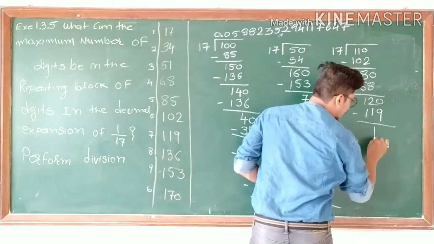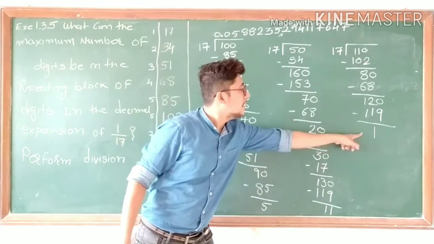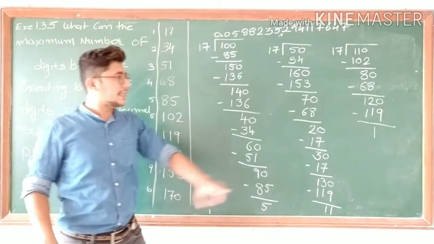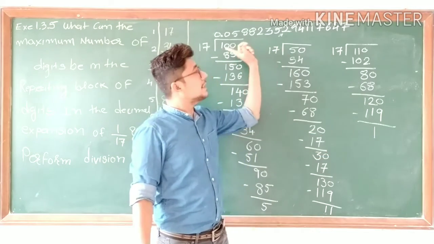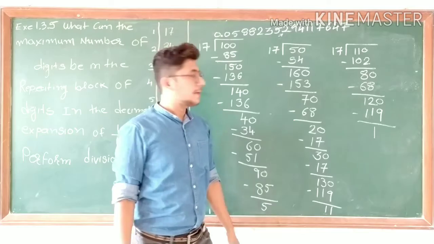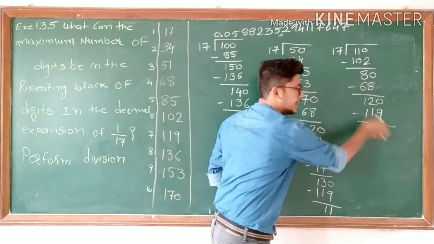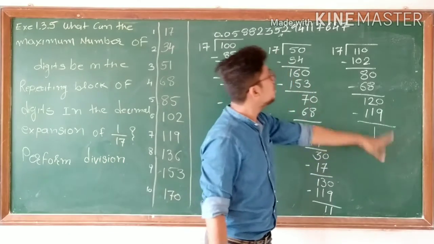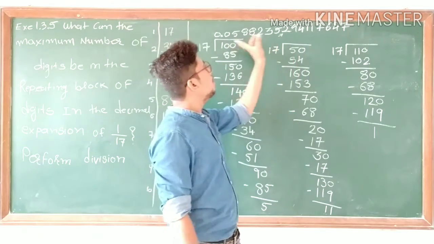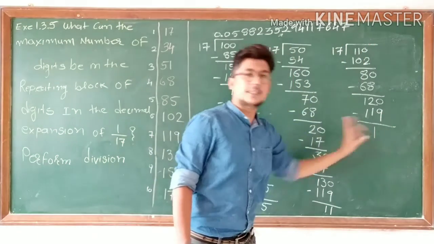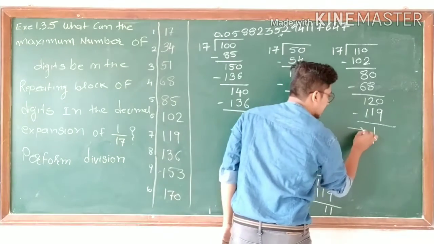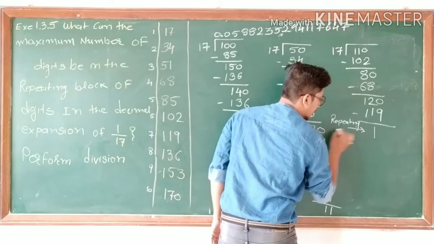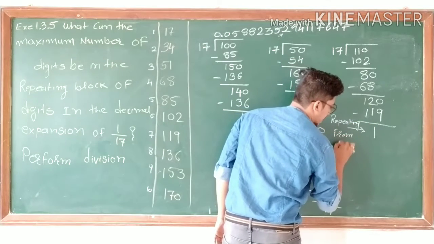120 minus 119 is 1. This remainder is again the remainder we started from. So can we say from this point the digits will repeat again? Yes or no? Because to divide this, what will we put? 0. 10 is smaller than 17, that is not possible. Also you have to put 1 0 here and here also. So the whole quotient will repeat after this point. So what are we writing here? Repeating from here.